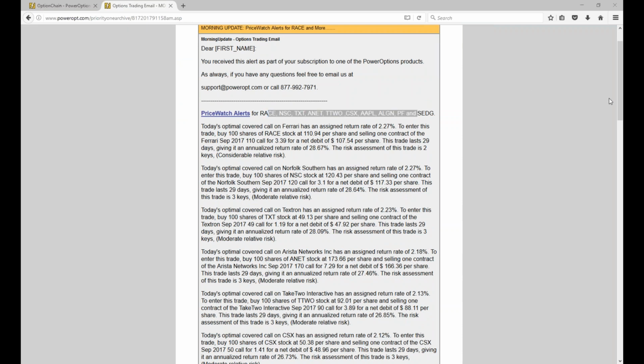So for example, here's one for Ferrari, where we could have bought Ferrari today at 110.94 and sold the 110 call September 2013 for 3.39. Okay, so you've got a debit of 107.5, and it gives you a reasonable return of 2.27% for standard September expiration. Okay, and there's others here on Norfolk Southern and so forth. The stock's at 110.94. This is showing a 110 call. Norfolk Southern's at 120.43, and we're looking at a 120 call, pretty much at the money, slightly in the money here.